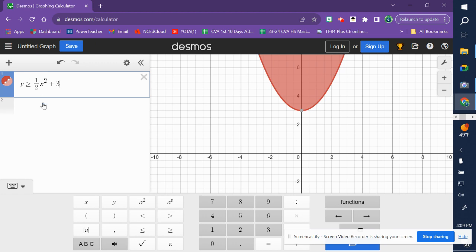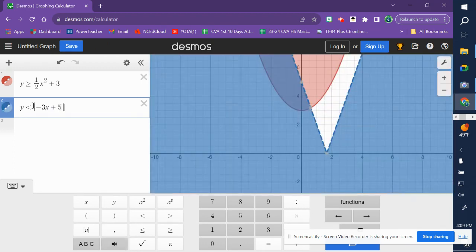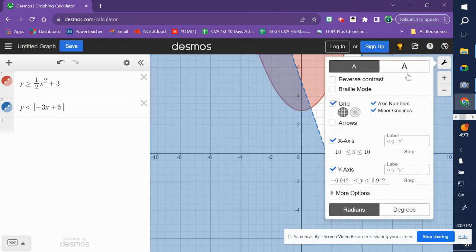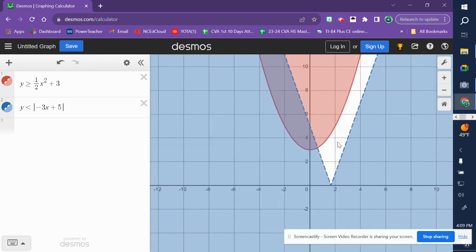And then we would try our other one, because what they've shown in the picture is the overlap. So this is going to be y is less than. Again, you can get that inequality in the keyboard down at the bottom. I'm using the keyboard on my computer. So 3x plus 5, close your absolute value bars. For the way my brain works, I would get rid of my minor grid lines and count by twos, because that's what we're comparing it to. And then I would come back and try to make it look the way theirs looked.